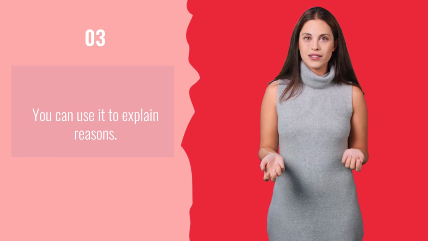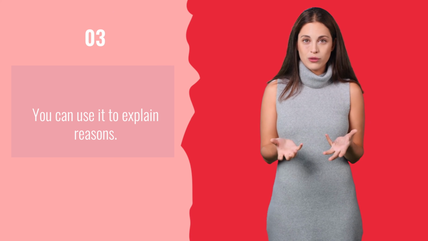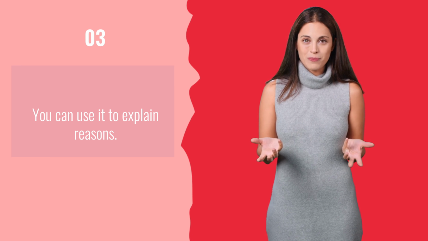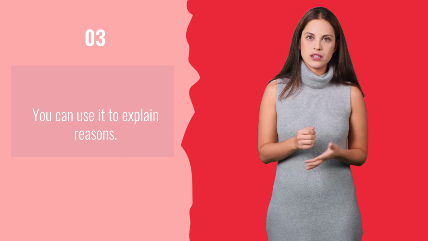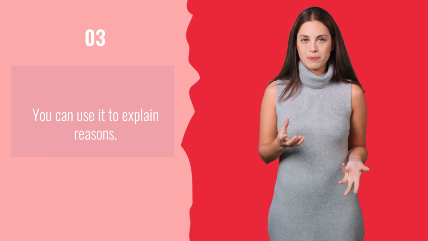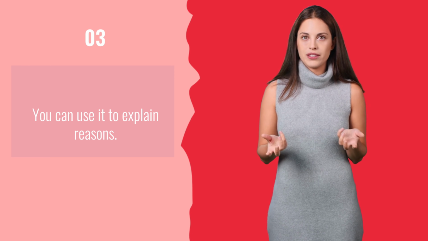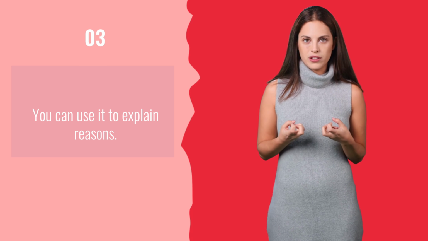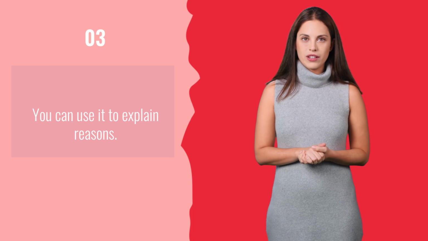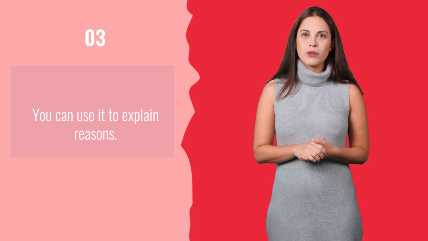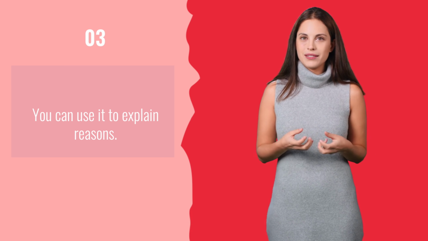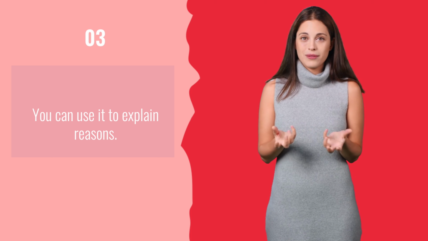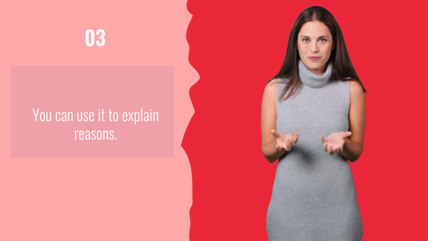The past perfect is not just about time. It also helps you explain why something happened. It gives your sentence a cause and effect feeling. It shows what happened first and what happened as a result. For example, she was tired because she had worked all night. She didn't just wake up feeling tired for no reason. There was a cause. She had worked through the night. That came first. The tiredness came after.